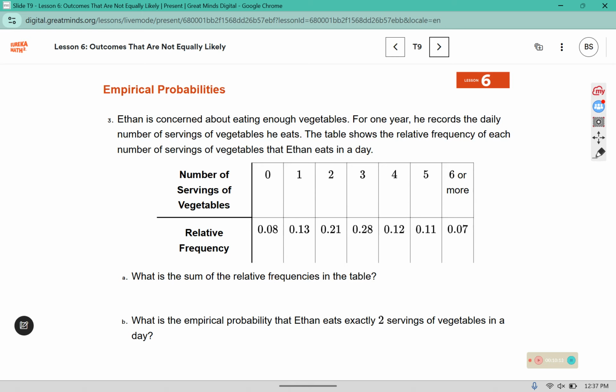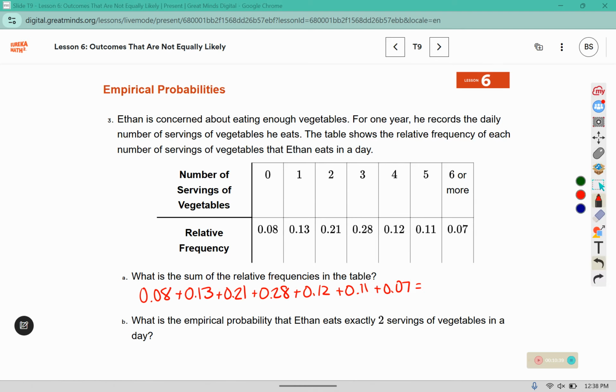Ethan is concerned about eating enough vegetables. For 1 year, he records the daily number of servings of vegetables he eats. The table shows the relative frequency of each number of servings of vegetables that Ethan eats in a day. What is the sum of the relative frequencies in the table? So we're adding up all of these decimals here. And they all have a sum of 1.